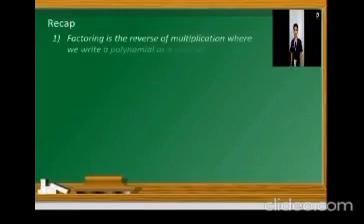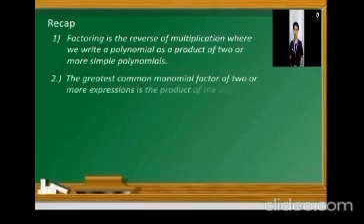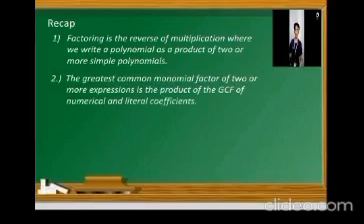Take note, factoring is the reverse of multiplication, where we write a polynomial as a product of two or more simpler polynomials. The greatest common monomial factor of two or more expressions is the product of the GCF of numerical and literal coefficients. The prime polynomial has a common factor of 1.